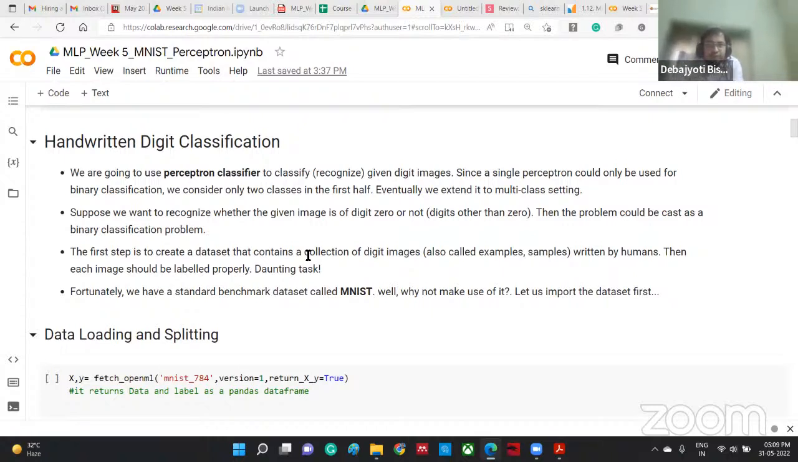One thing we can do is use it as a multi-class classifier, so we can check for multi-class settings, maybe 0, 1, 2, 3, 4 up to 9. And then we can try to recognize whether the given image is of digit 0 or something other than 0. If we are classifying as 0 or not 0, then the problem is a binary classification problem. Now we have the data set for that, which is the MNIST data set.